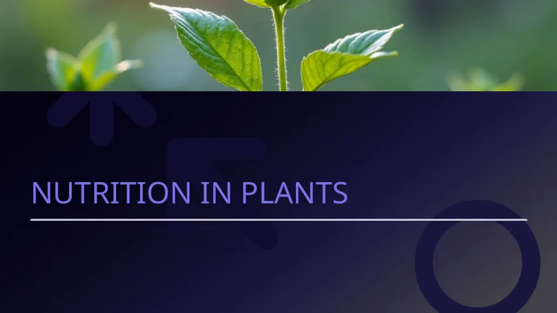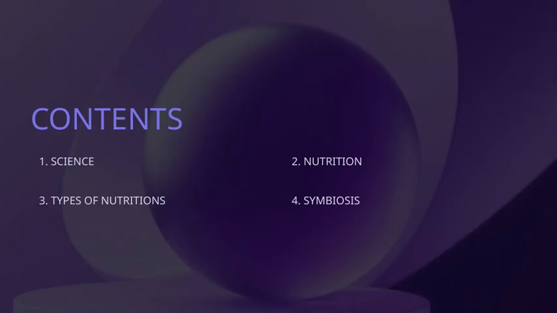Let's get started. Today, we're going to look at the contents of our presentation, which are organized into four main topics. First, we have science, which will help us understand the fundamental principles behind nutrition. Next, we'll explore types of nutrients, where we'll learn about different nutrients our bodies need to stay healthy. Then, we'll focus on nutrition itself, what it really means, and how it impacts our overall well-being.